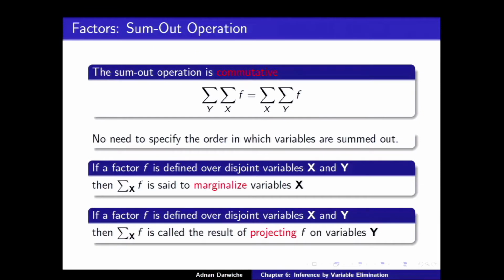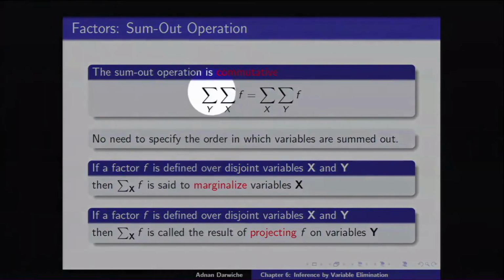And a couple of observations on summing out. One is the order of summing out doesn't matter. So if you have a factor, you sum out x, then y, it's the same as summing out y and then x. So we will find ourselves not having to specify the order. We will just write sum out x, y, and leave the order out.